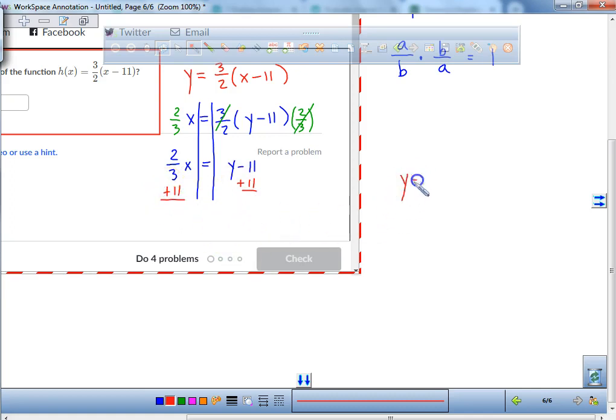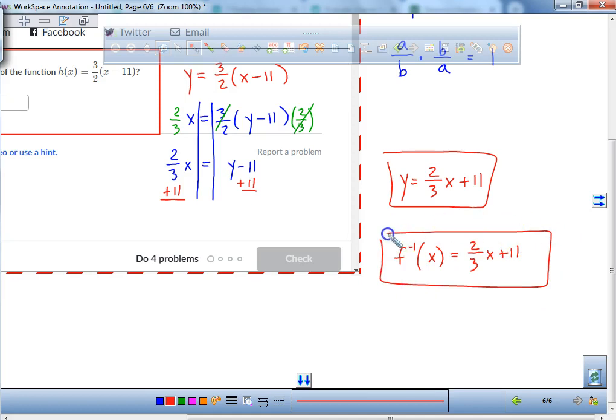And you get y equals 2/3 x plus 11. That's what you get right there. This is the inverse. So for the Khan Academy, I'm going to type in the inverse of our original function of x is 2/3 x plus 11. All right? Now, remember, you can only combine like terms. These are not alike, so therefore you can't combine them. That's why it's 2/3 x plus 11.